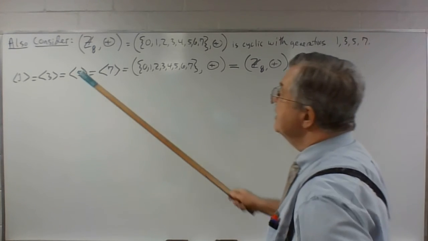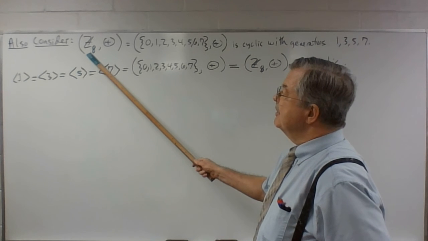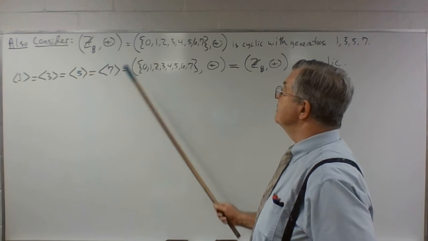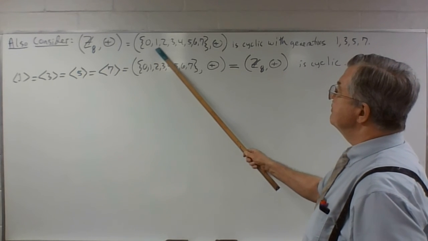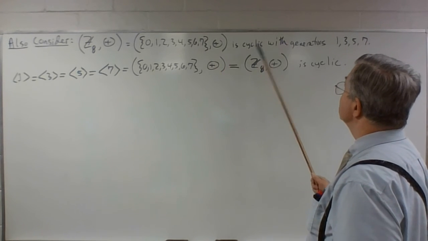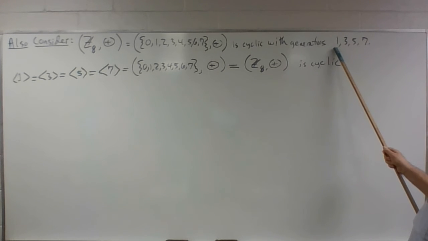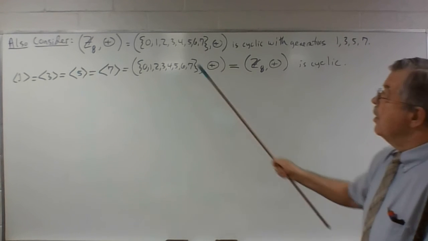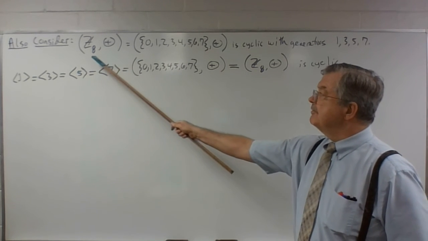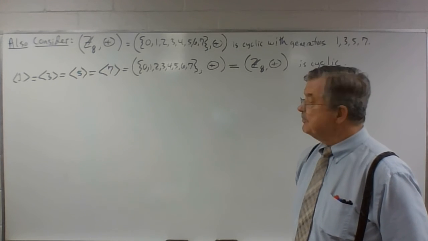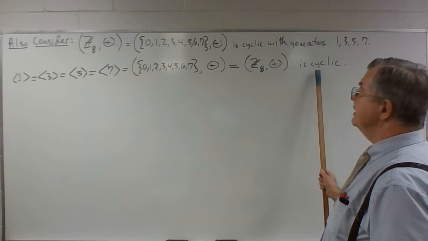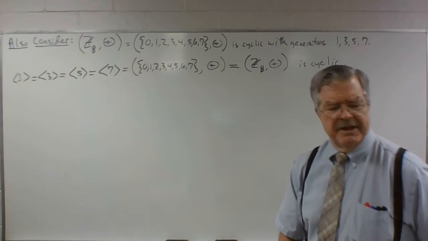Another example. The set of integers modulo 8, or the set of remainders modulo 8, under addition modulo 8, is cyclic, and it has as its generators 1, 3, 5, 7. All of those elements, 1, 3, 5, and 7, are relatively prime with respect to 8. So, Z8, this is a cyclic group. Let's look at its subgroups.